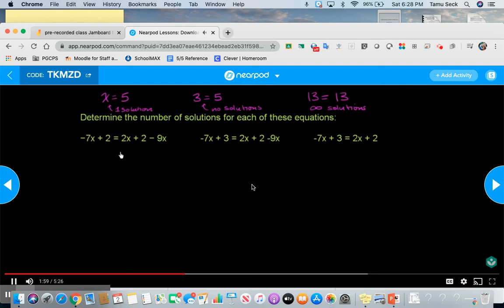So over here, if we want to get rid of this 2 on the left-hand side, we could subtract 2 from both sides. If we subtract 2 from both sides, we are going to be left with negative 7x on the left-hand side, and on the right-hand side, you're going to be left with 2x minus 9x, which simplifies to negative 7x. So you get negative 7x is equal to negative 7x. And you probably see where this is going. This is already true for any x that you pick. Negative 7 times that x is going to be equal to negative 7 times that x. So we already are going into this scenario, but you're like, hey, I don't see 13 equals 13.